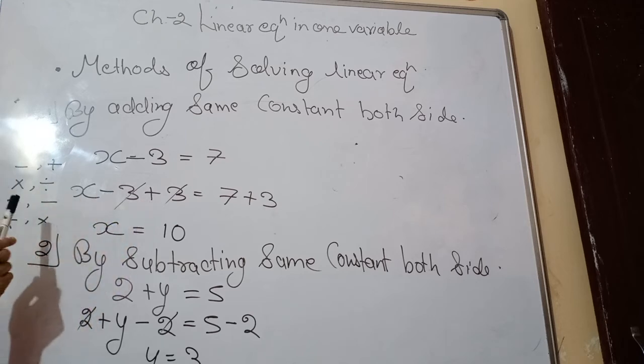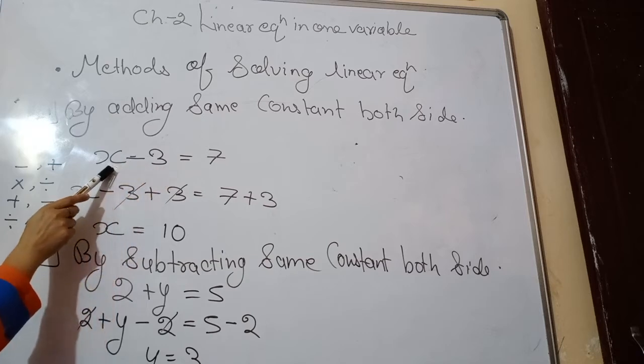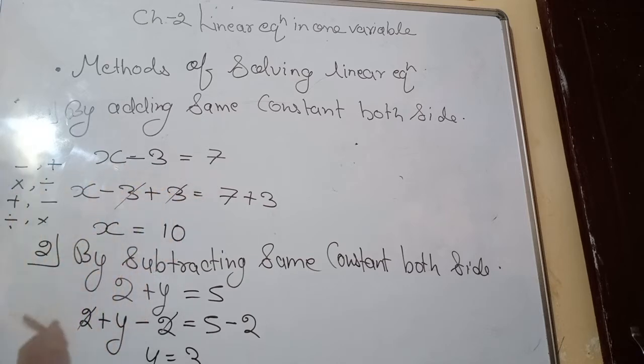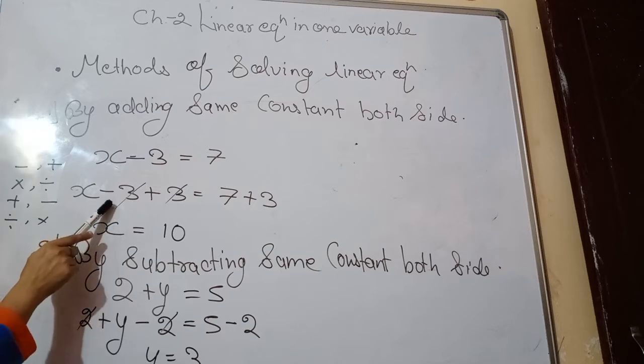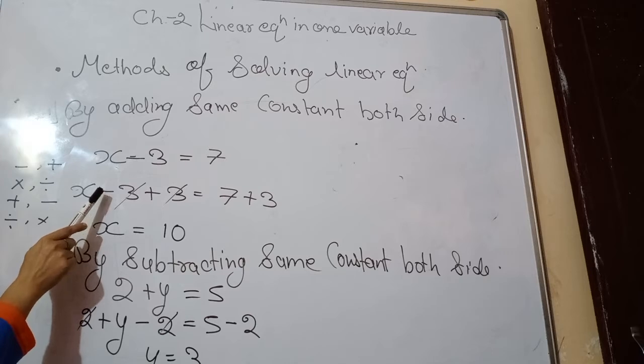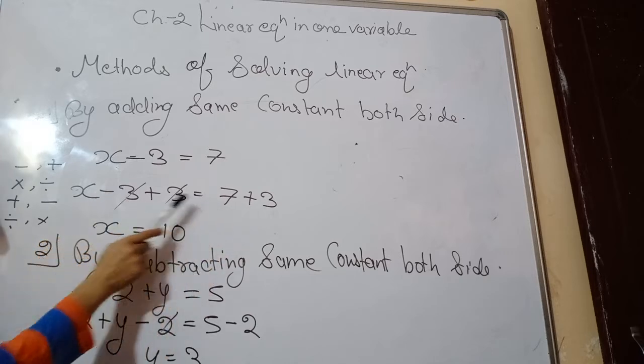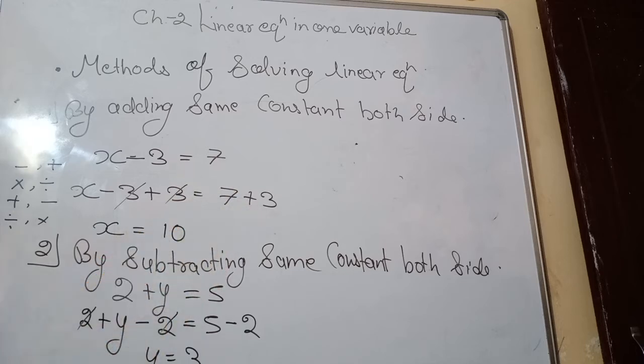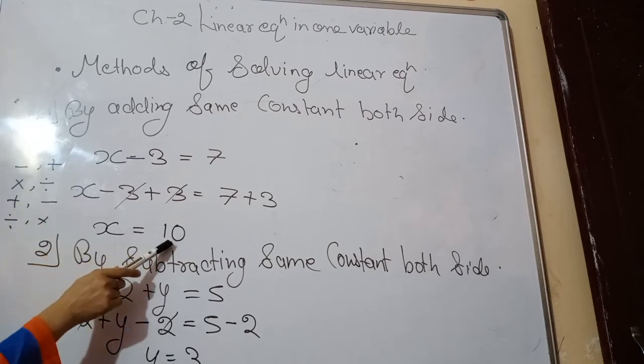So what we have to do? The constant which is written on the variable side, the same constant we have to add on both sides to get the solution of linear equation. So this constant is written on the variable side and along with the negative sign, so we have to add 3 on both sides. So here I have added plus 3 and that side also I have added plus 3. Now plus 3 minus 3 cancel out and 7 plus 3 gives us 10. Now x is equals to 10.